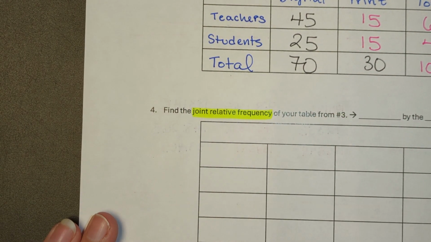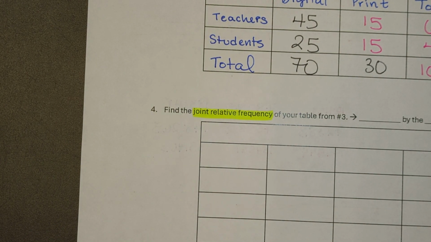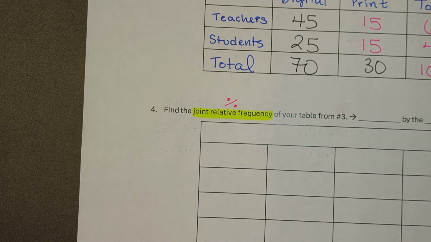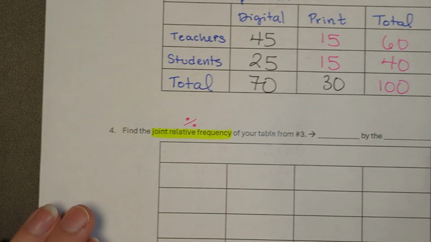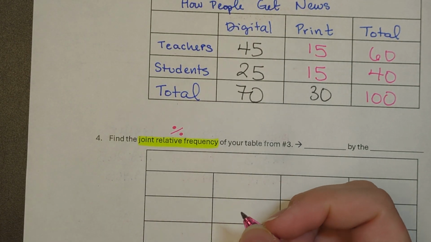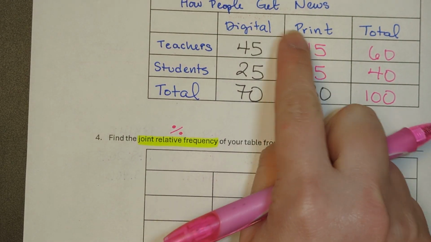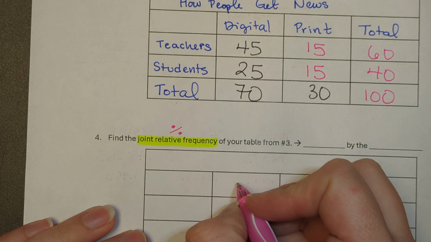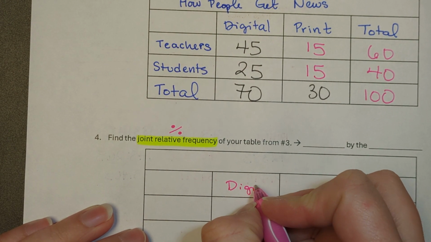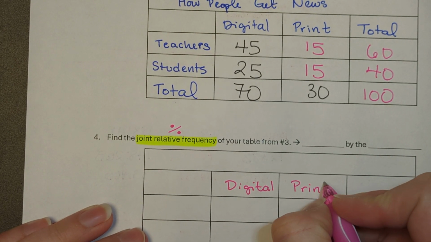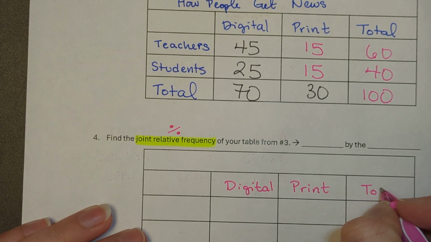So when I say to find the joint relative frequency, you're gonna find the percent for each of those little categories. So we're gonna take this table that we just did, okay, up here, and we're gonna find the percents of those little bits, okay? So basically you kind of want to copy the titles. Don't fill in all the numbers though. Just do these parts.